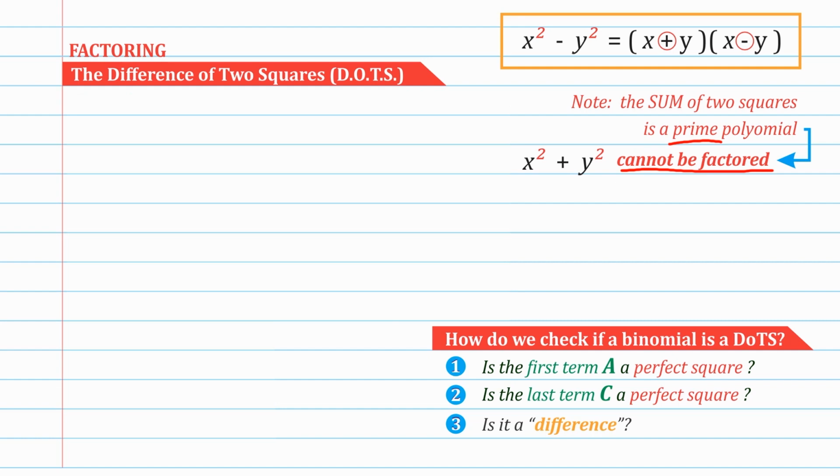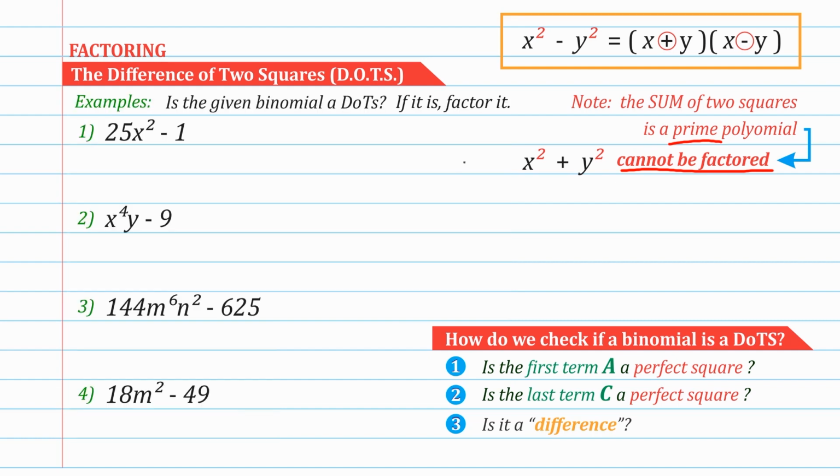Okay? So, here are the examples. Is the given binomial a DOTS or a difference of two squares? If it is, factor it. Let's look at example number 1. Check natin. Buti na lang, meron tayong question dito. Is the first term a perfect square? Is 25x squared a perfect square? Number 25, perfect square. X squared, ang exponent niya 2, even number, it's a perfect square. First question, check. Second question, is the last term a perfect square?